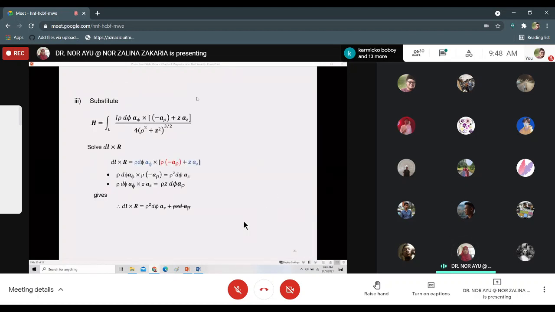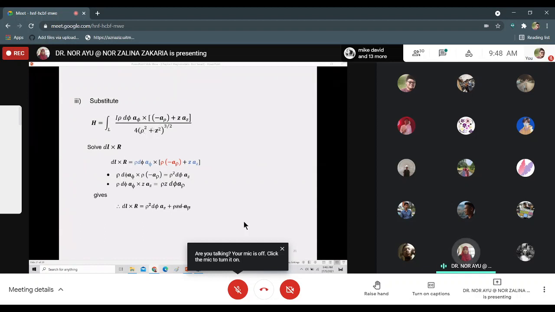Right, so kita masukkan dalam these equations. Okay, and then again, like I said before, kamu kena solvekan this cross product dulu, so it's easier for you. So now DL cross R. So we know that DL tadi is rho dV AV cross dengan negatif A rho plus Z AZ. Mana rho dia? Rho dia hilang. Okay, so again, dV AV cross R is rho Z Z.